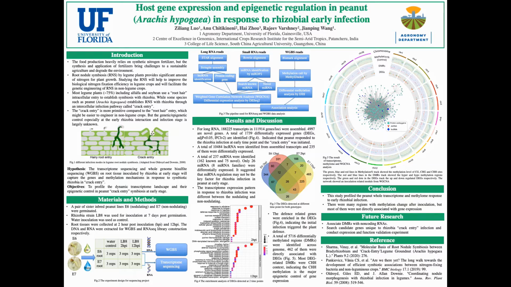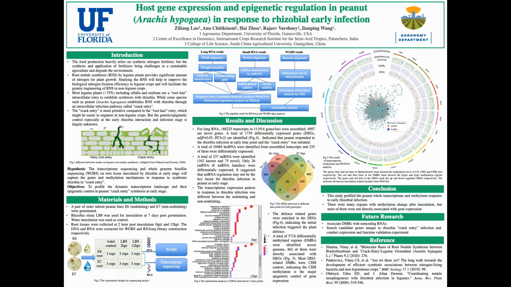The transcriptome expression also showed that E6 and E7 may have a different response to early infection. As we can see, there's little overlap of DEGs between the two genotypes. The enrichment analysis of DEGs showed that defense-related genes were enriched, as you can see in Figure 4, indicating that symbiotic rhizobia also triggered the plant defense.